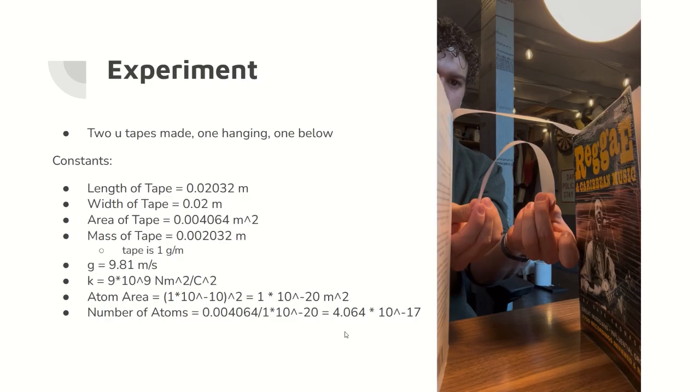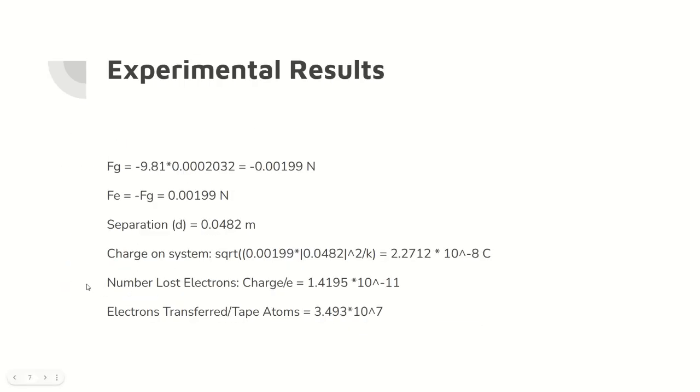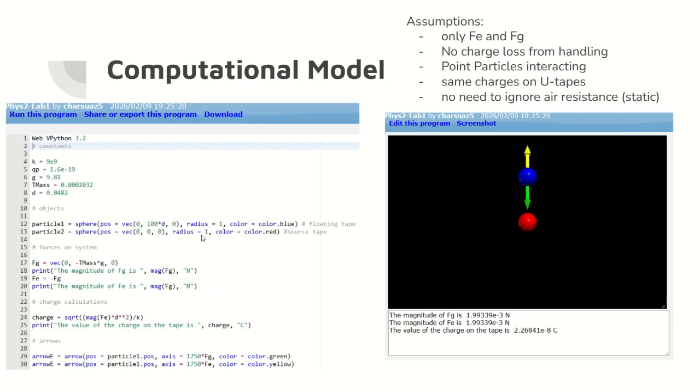So here are our constants. I'm not going to go over them to save time, but with these, we calculated the area of the tape, which was used to find the total number of atoms. And then skipping ahead up here a little bit, the total number of atoms was used to find, with the charge in this equation, the total number of electrons lost. And then from the force of gravity and electric force, based on the equations I provided earlier, and using the separation between the two, we found that the overall charge in the system was about 2.27 times 10 to the negative 8 coulombs, which is actually very close to what we got in our computational model, which I'll show after this. So here's the computational model.